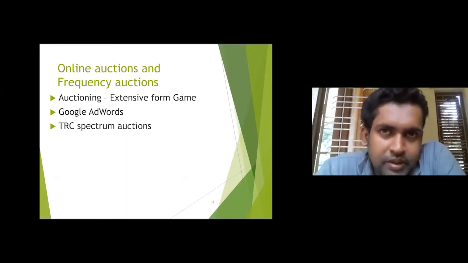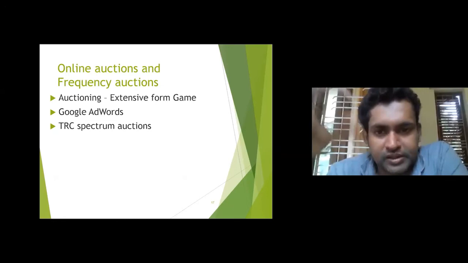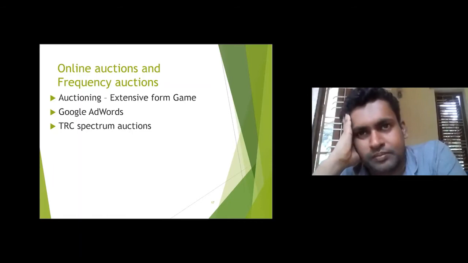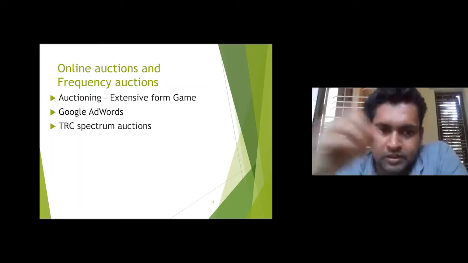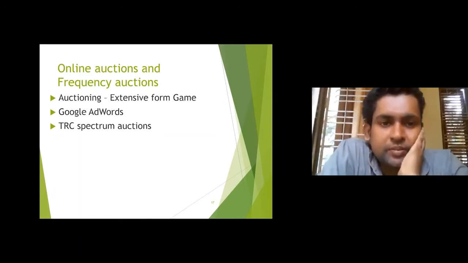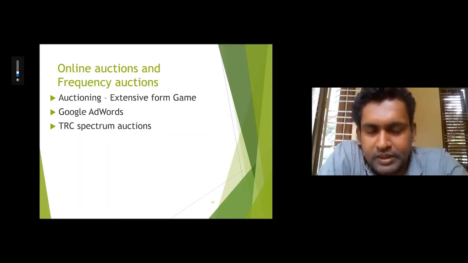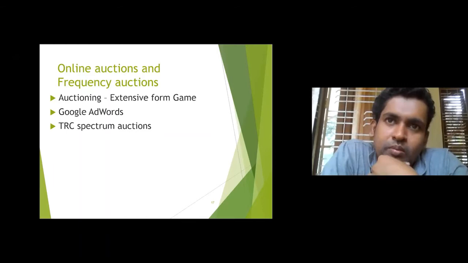Or auctions can be another example. So auction theory is also a branch of game theory, I guess. It can be thought of as an extensive form game. So the person who is doing the auction publishes their options, and you can bid. So that happens afterwards, right? So Google AdWords or the Telecommunication Commission spectrum auctioning. In all these situations, we can use auction theory, which is a branch of game theory, to maximize the returns. So this is another area.